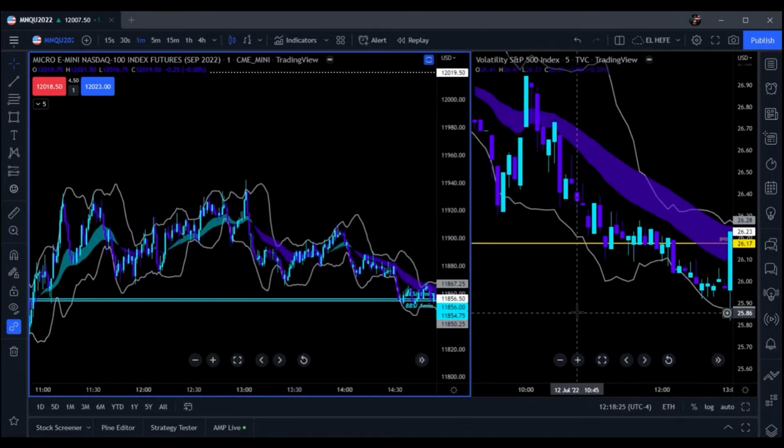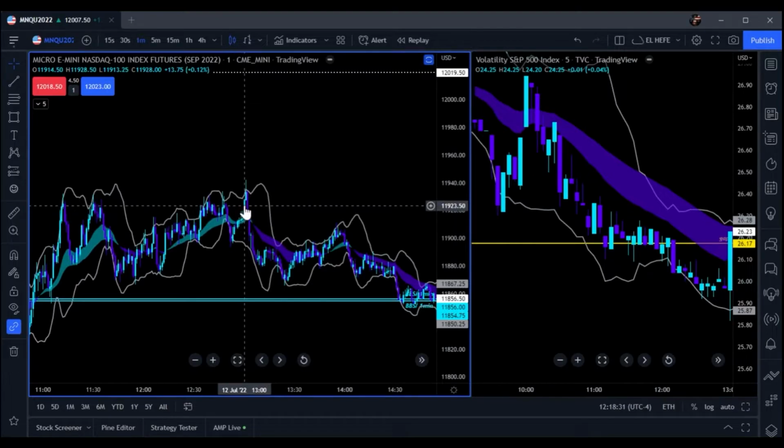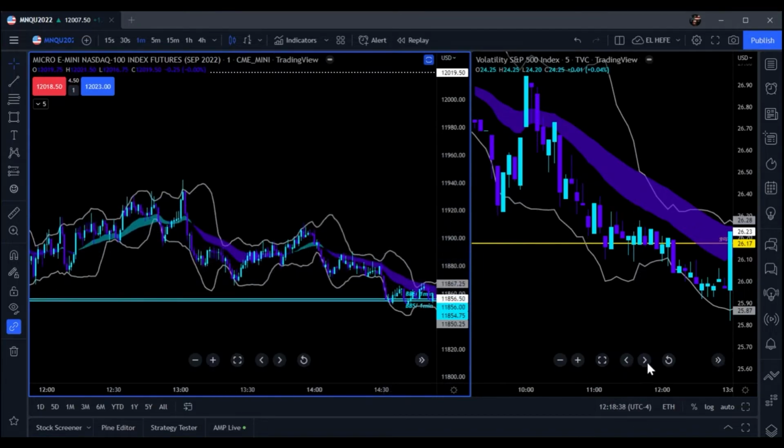But I would have been looking to take a long right here at 1300, which proved to be ridiculous. So nothing, right? I would have done absolutely nothing. I would have had to stay flat.